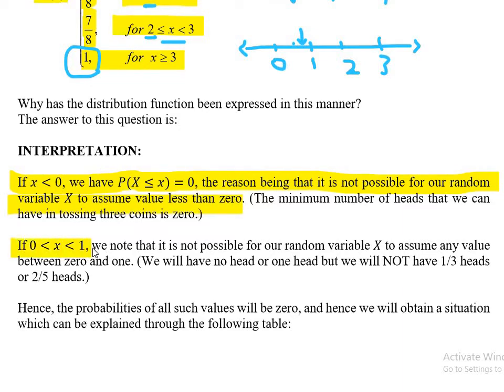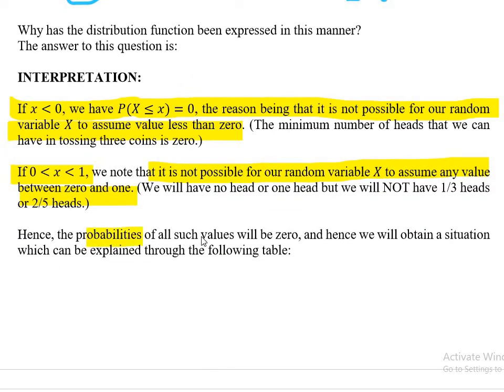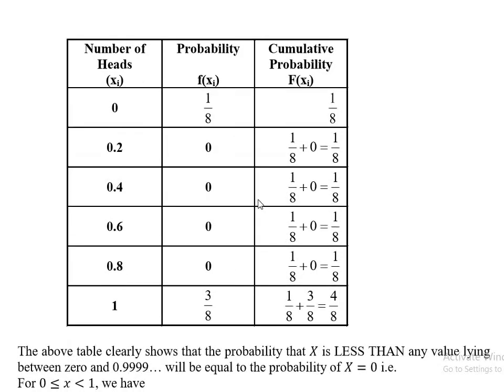But if we are between 0 and 1, note that it is not possible for our random variable to assume a value between 0 and 1. And we are not saying that. We are only saying that if we are between 0 and 1, then only 0 is the possibility. Right? So hence the probabilities of all such values will be 0, and hence we will obtain a situation which can be explained through the following table. So basically, you see, if I am between 0 and 1, all these probabilities are 0. We are not getting anything for this. We are only getting the probability for 0 and then probability for 1.